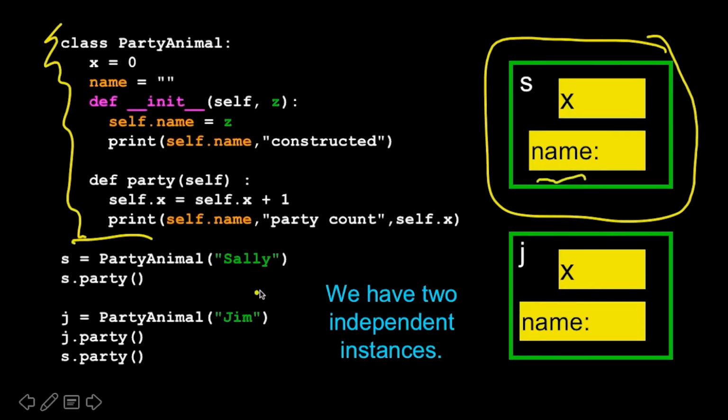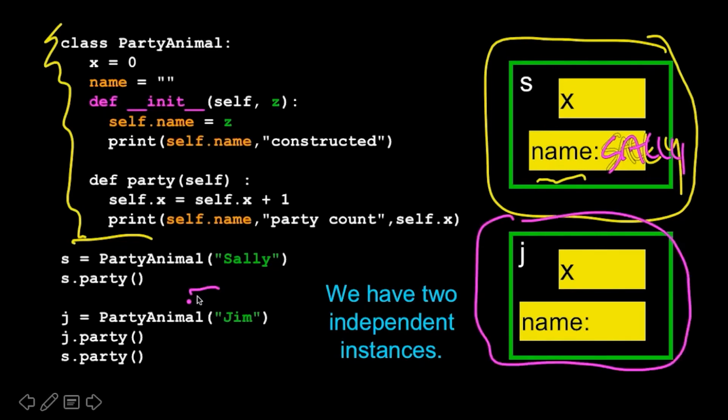And now we say, let's make, and that's going to have a Sally in there. And then we're going to do another constructor, and so it's going to make a whole new thing, and it's going to store that in J, and this one's going to have Jim in it. S party, then this turns into a 1, and then we're going to call J party. That turns that into a 1, and then S party will cause this to be a 2.